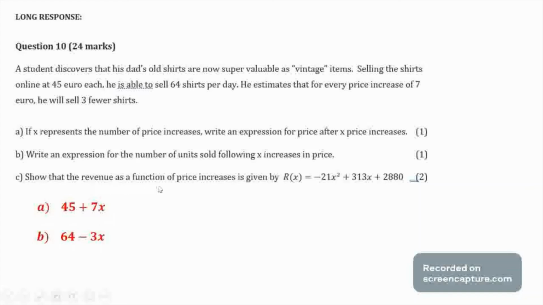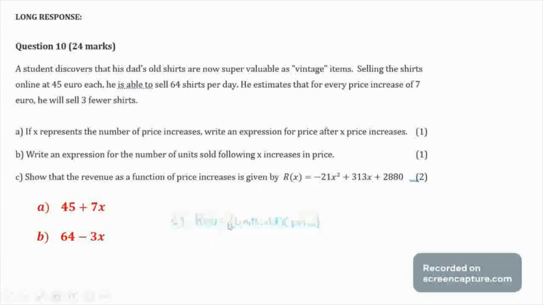Now show that the revenue as a function of price increases is given by this function. So it's just like those problems before where it says show that you're given the equation you're trying to get to, and you have to show that you can get there. And that's basically saying we're going to give you the equation in case you can't make it happen here. You're going to need that equation to do further work. So here it is. Here's the equation for you, but let's see if we can get there.